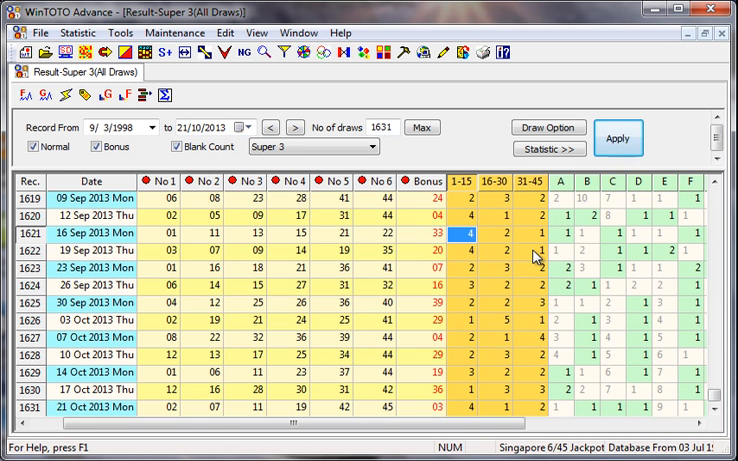For me, I will take this approach: if it is not broken, I'll just follow it behind. So I would foresee more small numbers for this coming draw than big numbers.